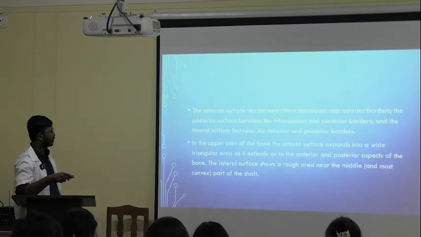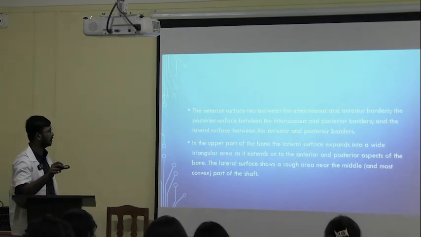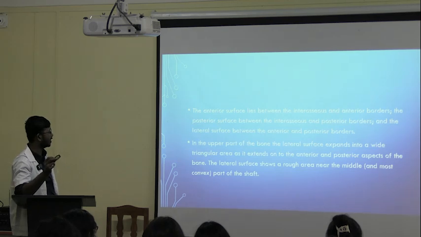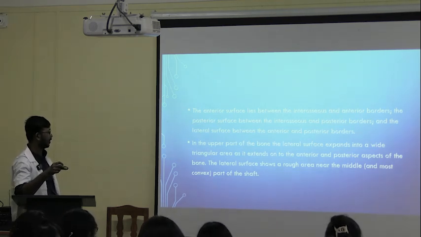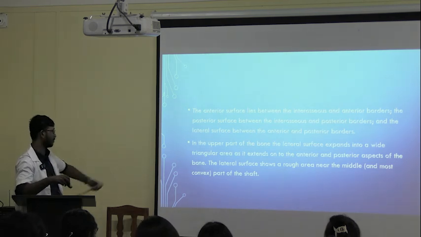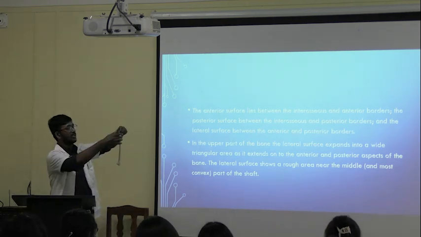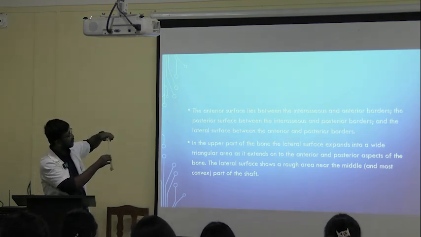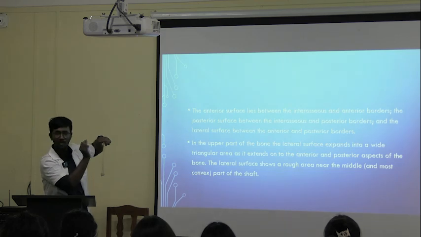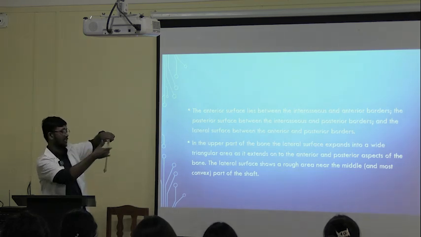The anterior surface, I have told about this. In the upper part of the bone, the lateral surface expands into a wide triangular area as it extends on the anterior and the posterior aspects of the bone. The lateral surface shows a rough area near the middle and the convex part of the shaft. So this is the lateral surface. We cannot appreciate this thing here, but sometimes in some bones you will see there is a small rough part in the lateral surface. Okay.